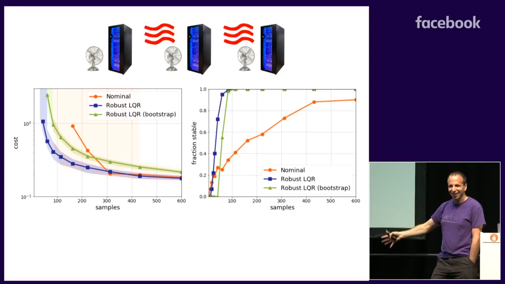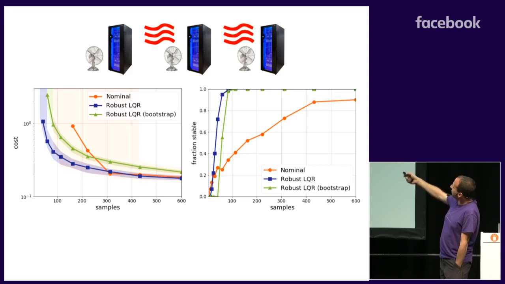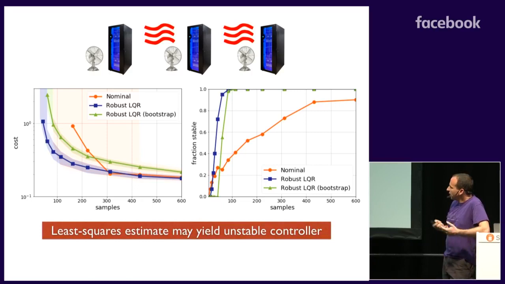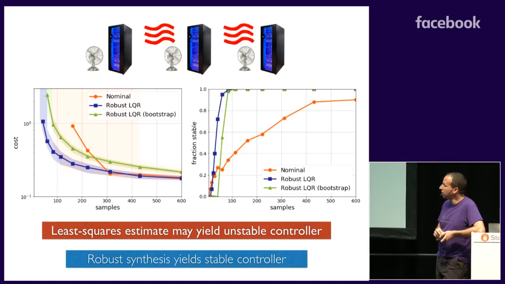Now, the nominal control is actually even out at 600 samples, so well beyond where we started. About 10% of the time it is returning something unstable because of this model. So the least squares estimate, if you just plug it in, may yield an unstable controller, but the robust method yields a stable one.